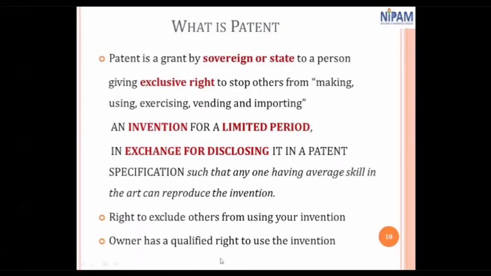The owner has a qualified right to use the invention. The owner is now the sole proprietor of the invention. He has his rights. As I was telling in the previous slide, he can charge fees and allow others to use his invention, or simply he can restrict any other person from using the invention. So it's upon the inventor. He can use it in any other form.